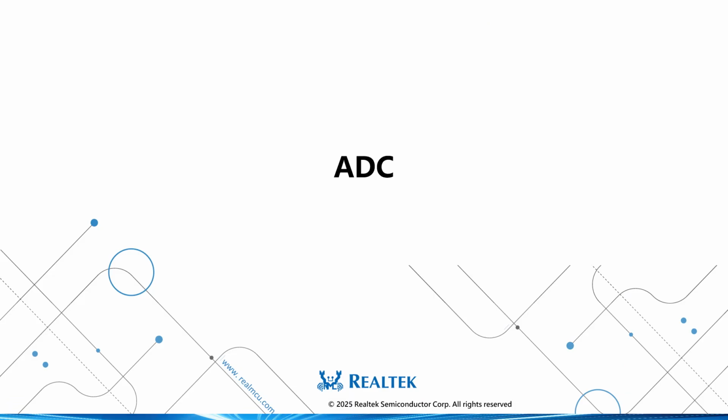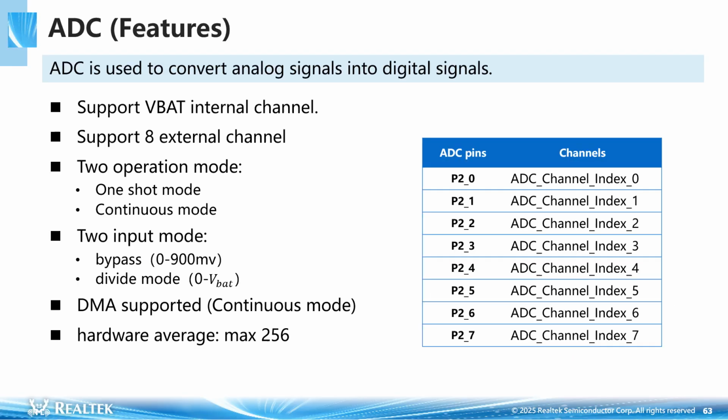Next, we will introduce ADC. ADC is used to convert analog signals into digital signals. ADC has the following key features.